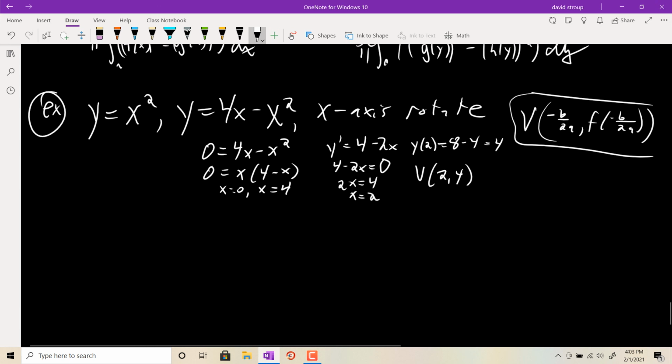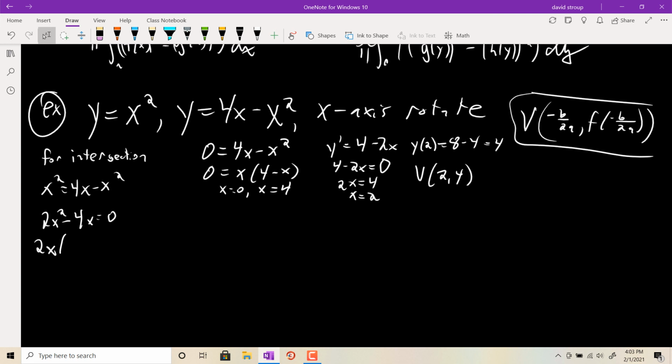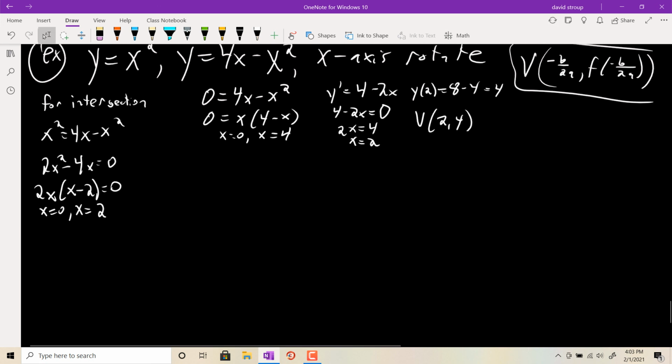You want to know where these guys intersect. So for the intersection, we'll have x squared equals 4x minus x squared, you just set them equal to each other, right? Then you get 2x squared minus 4x is 0. Factor out 2x, x minus 2 is 0. So it looks like at 0 and then at 2. Okay? So at the vertex and at (0, 0).